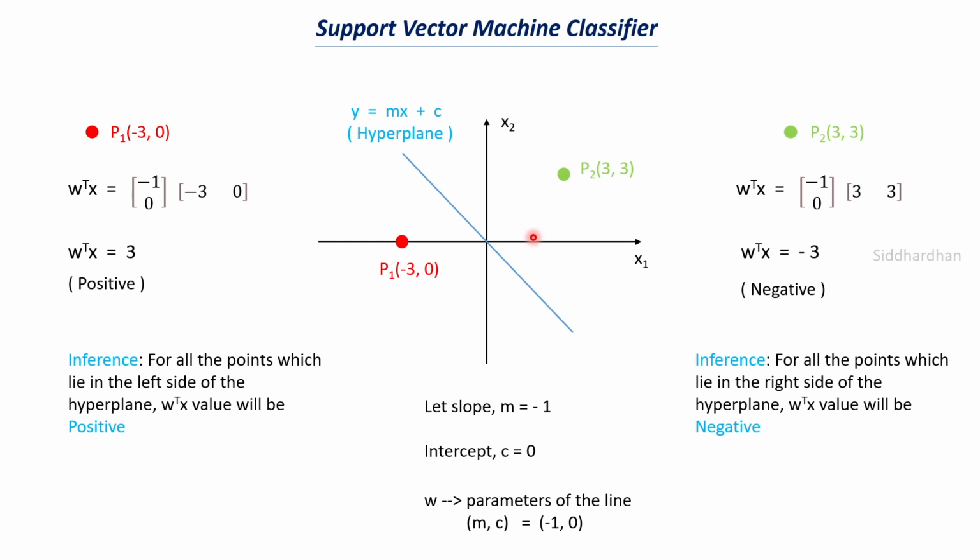So in this case, this w transpose x will act as our label. So if the label is positive, then this is a red color data point. If the label is negative, then it will be this green color data point, right? But this hyperplane won't pass through the origin all the time.